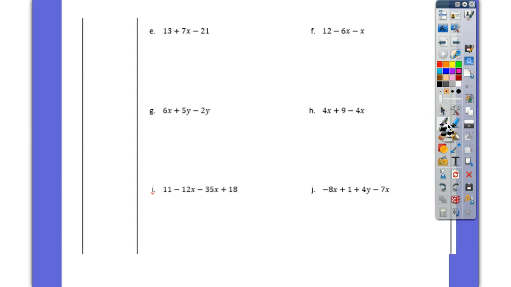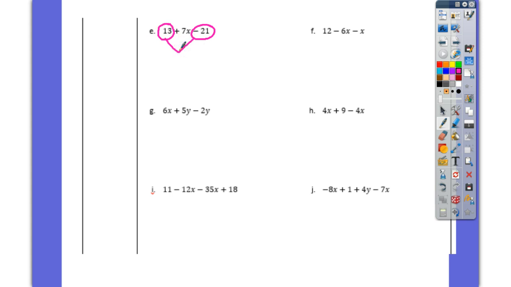How about here? 13 minus 21. Right. Here our like terms are not terms with a variable. They're called what? Our like terms this time are what? 13 and negative 21. What do we call those? Constants. The numbers by themselves. Our constants are the like terms here.